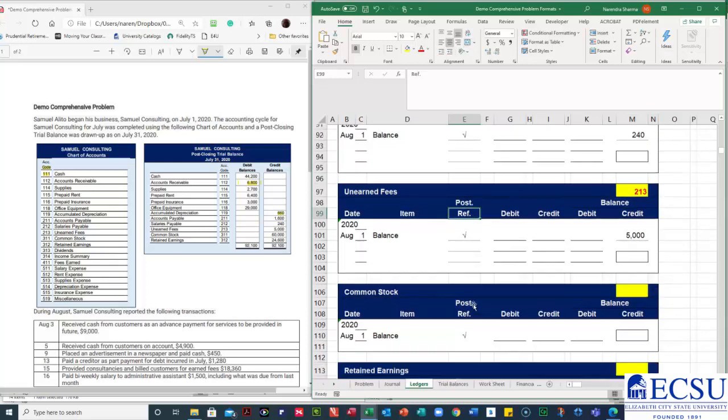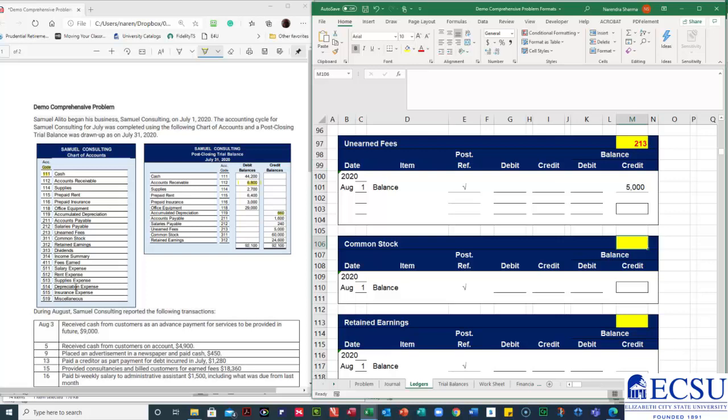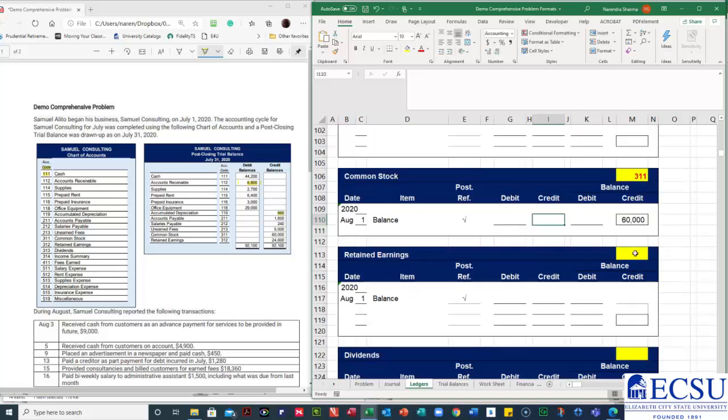Now the next is the common stock. Common stock code is 311, and the balance is on the credit side of 60,000. And then we have retained earnings. The code is 312, and the balance is given on the credit side, 24,600. Okay, now I don't have any more balances, so I'm going to go back to my journal.